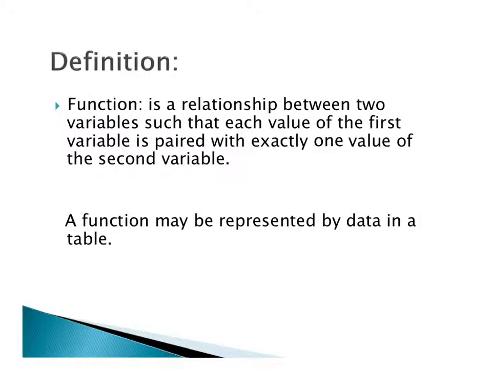Our next definition is function, which is a relationship between two variables such that each value of the first variable is paired with exactly one value of the second variable. We'll look at a couple examples of this to clarify what that actually means here in just a second. A function may be represented by data in a table. It could be an equation. And it could be just a set of ordered pairs. A relation could be a function. So there's lots of different cases.